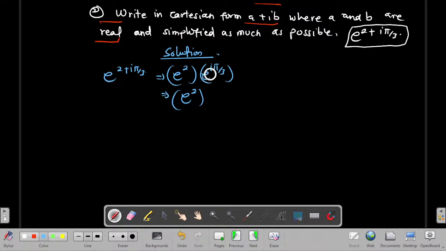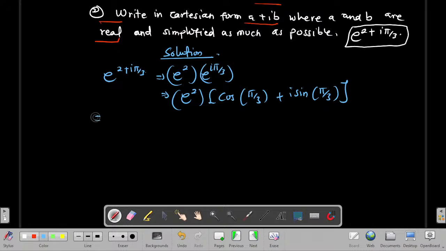So what is the complex representation of this? This is the polar form. So we need to break it down to the Cartesian form as the question asks us to. This will give us cosine of the expression pi on 3 plus i sine of the expression pi on 3. Then you close the bracket as it is.